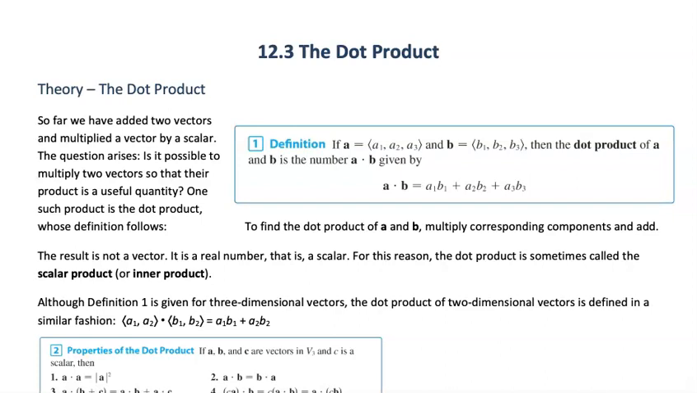Hi everybody! In section 12.3 we are going to go over the dot product. So what is the dot product?